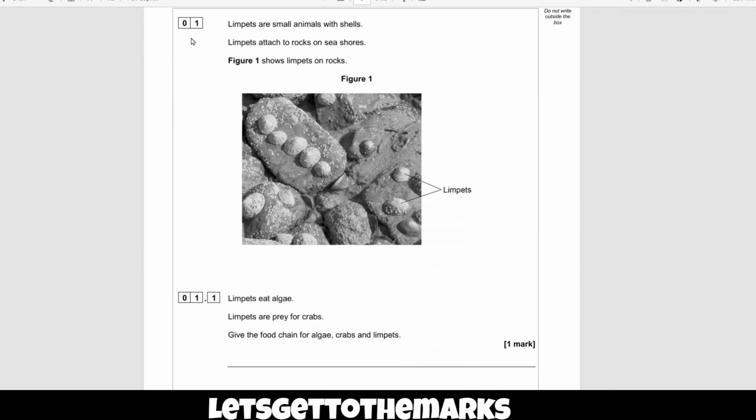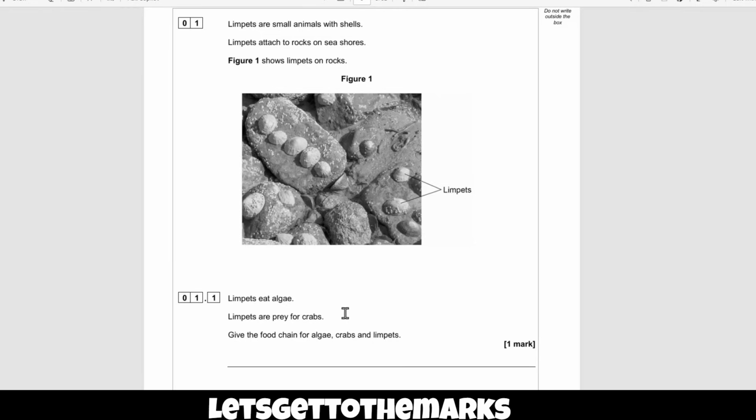Let's go. Question 1. Limpets are small animals with shells. Limpets attached to rocks on seashores. Figure 1 shows limpets on rocks. Here's figure 1. You can see here we've got shells attached to rocks on the seashores. These are the limpets. Limpets eat algae. Limpets are prey for crabs. Give the food chain for algae, crabs, and limpets.